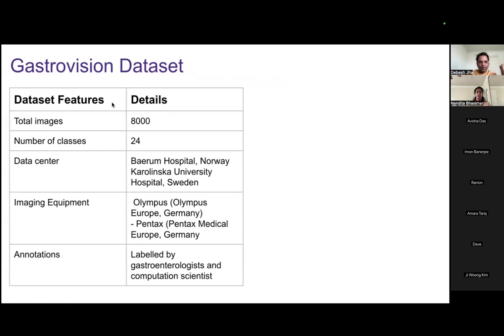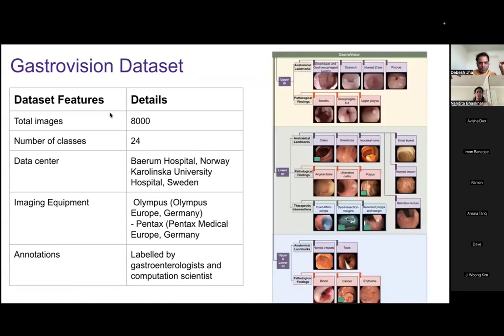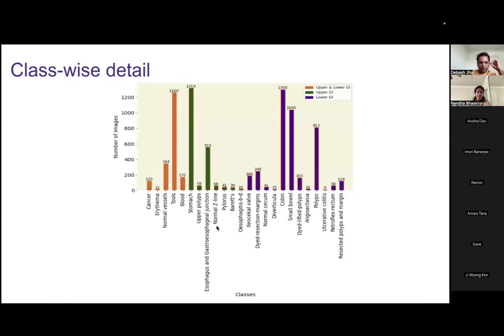We released it in 2023 at an ICML workshop. This is a multi-class dataset, and it consists of 24 classes. It has 8,000 images, and it was collected from 3 different centers, and here are the imaging equipment used. It was labeled by a team of gastroenterologists and computational scientists. So you can see class-wise detail.